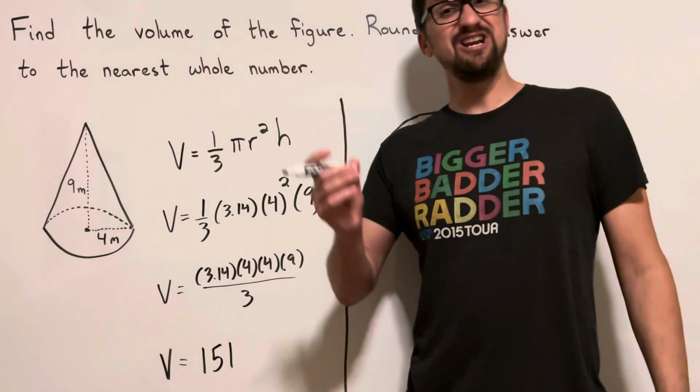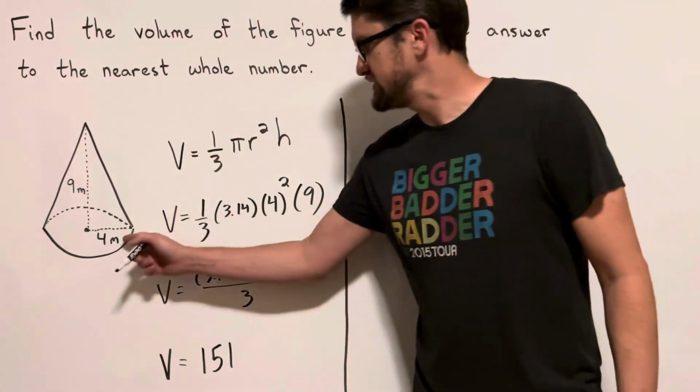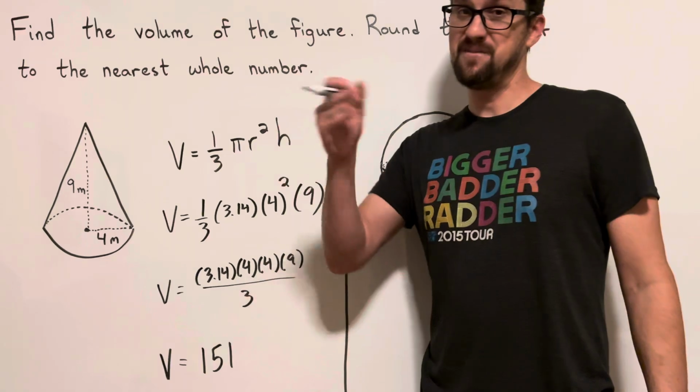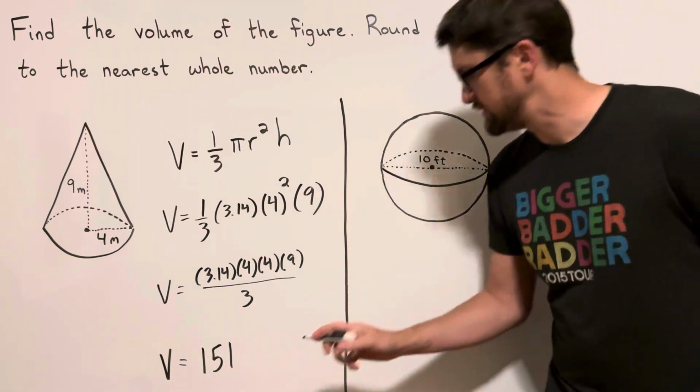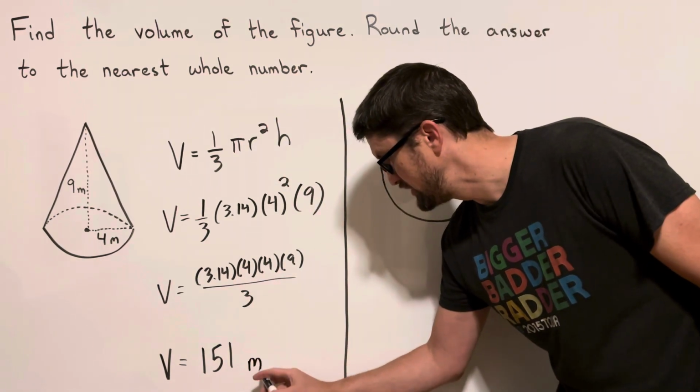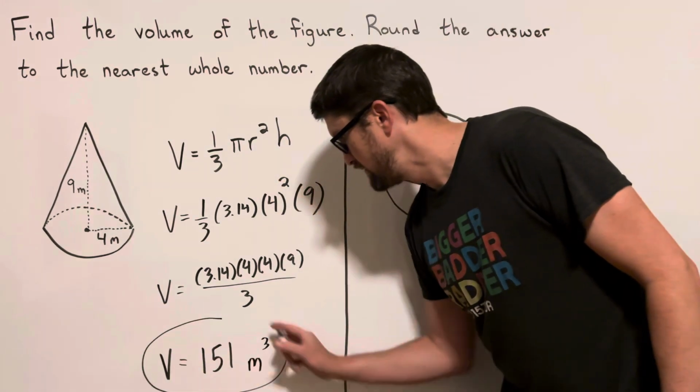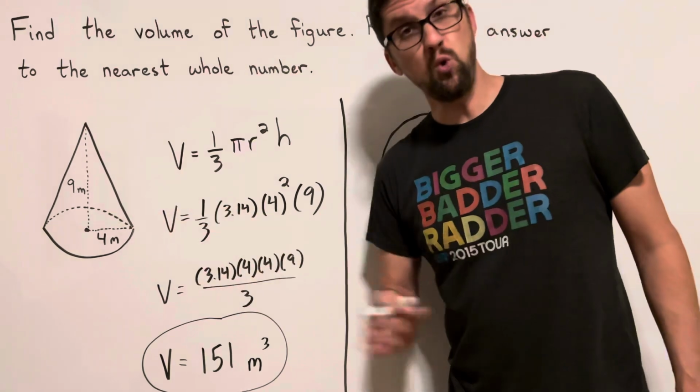And volume is measured in cubic units. So since these distances are given in meters, the volume is going to be in meters cubed or cubic meters. So you're going to put a superscript 3 on the end. There's the volume of the cone.